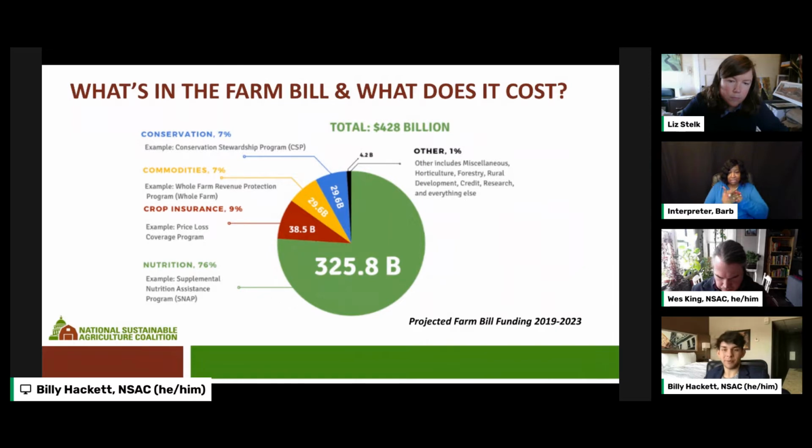And conservation programs like the Conservation Stewardship Program, the Conservation Reserve Program, EQIP, and many others that incentivize farmers to adopt conservation practices, made up 7% of total Farm Bill funding, or a total of $29.6 billion. And there's 1% of miscellaneous costs, everything from horticulture, forestry, rural development, credit, research, and other programs that aren't included in those other major buckets. So as you can see, the Farm Bill does many things.